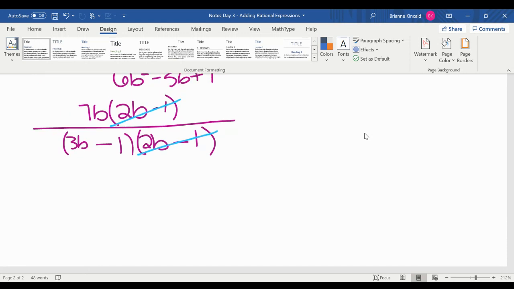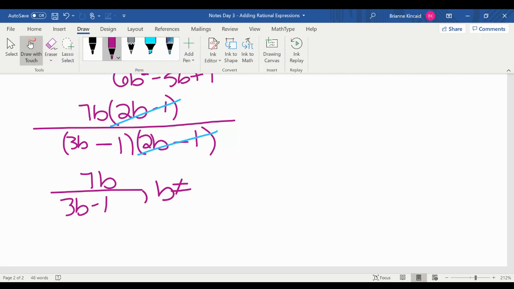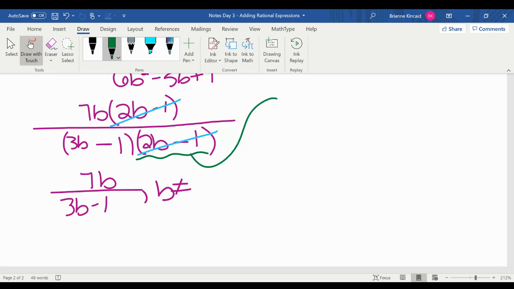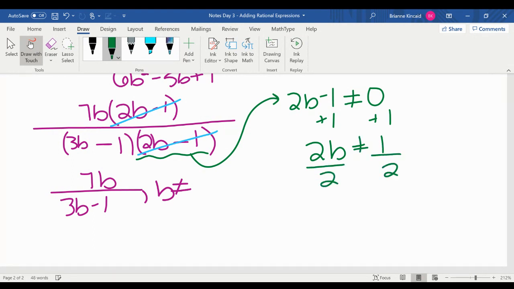We are left with 7b over 3b minus 1 and an excluded value of b cannot equal. If you struggle with this part of it, all you want to do is take whatever you've crossed out, for example in this case 2b minus 1, and set it not equal to 0. And then solve it like you would any other equation. So I'm going to add 1. So 2b cannot equal 1. Divide by 2. And I get that b cannot equal 1/2.